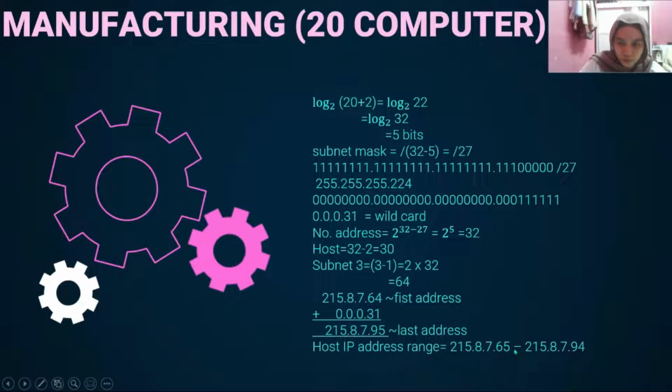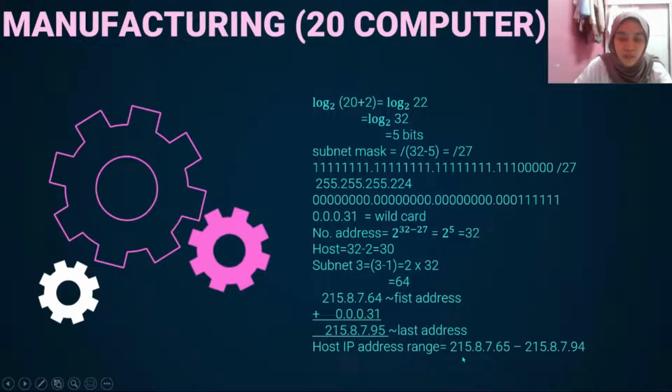And then you're going to get the host IP address range, which is 215.8.7.65 to 215.8.7.94. This is also the default gateway, which is 215.8.7.65.